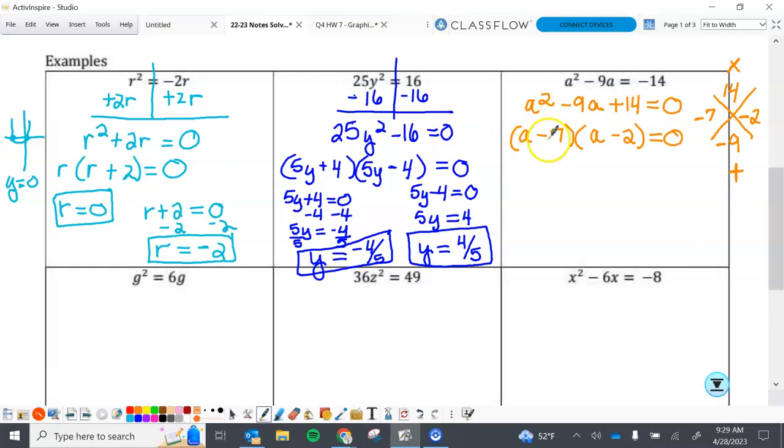All right, we're going to set each of these factors equal to 0. So we have a minus 7 equals 0. We have a minus 2 equals 0. As we solve this, we would add 7 to both sides. We would add 2 to both sides. We have 2 solutions here.